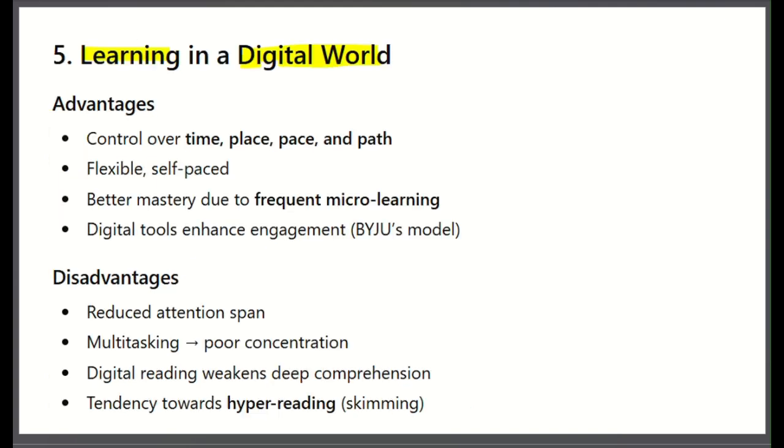Learning in a digital world includes control over time, place, path, and pace. Digital learning offers flexibility and frequent revisions, which improve retention. However, it also reduces attention span, encourages multitasking, weakens deep comprehension, and increases hyper-reading, which focuses only on quick scanning.